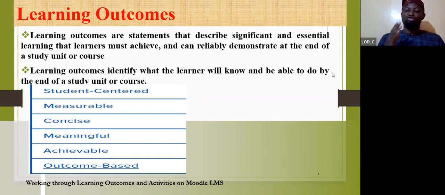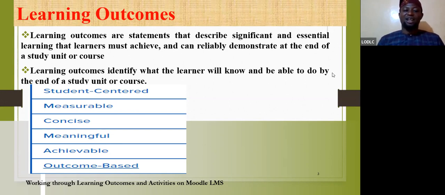One, it has to be student-centered. What do I mean by student-centered? Learning outcomes have to be framed from the perspective of the students and written in a language that can be easily understood by the what? By the students. Once you have structured learning outcomes, the student must be able to understand that particular learning outcome. That's why it has to be framed in a student-centered way.